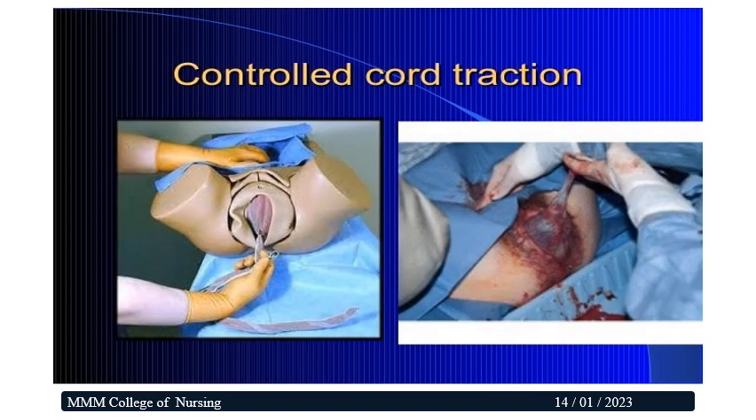As you see in the picture, this is the procedure to do controlled cord traction. One hand is holding the artery forceps with the clamped umbilical cord, and the other hand is giving gentle massage on the uterine fundus.